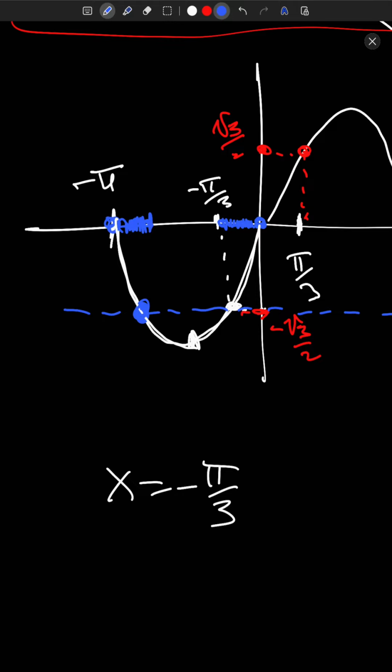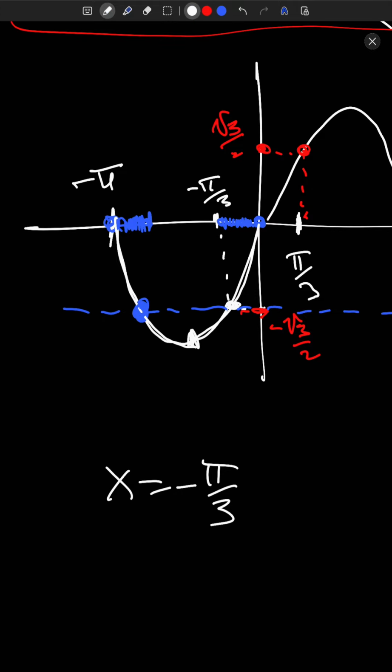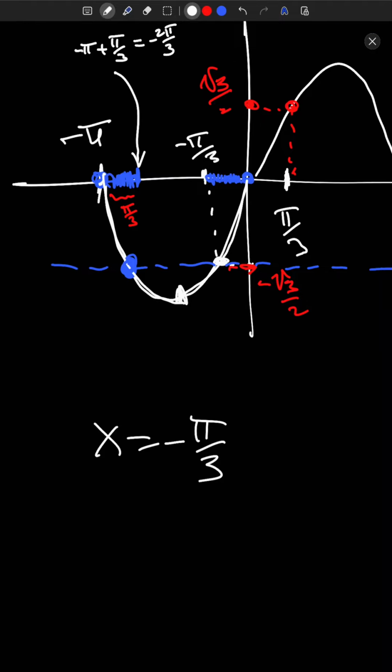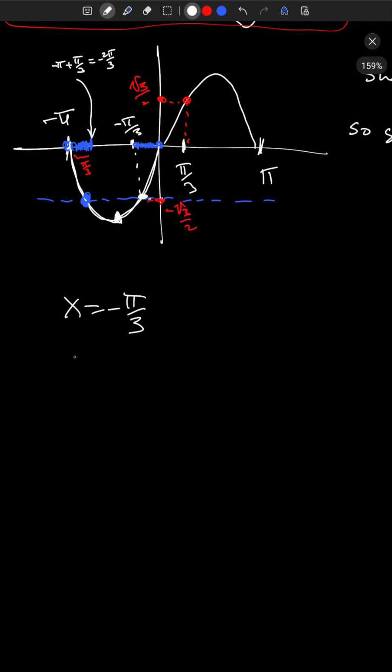Let me do this in red here. This distance is pi over 3. That distance is pi over 3. And so we're moving to the right pi over 3 from negative pi. What that means is the position of that point right there is minus pi plus pi over 3, because we're moving to the right. Ultimately this is going to be minus 2 pi over 3. So my second solution is x equals minus 2 pi over 3.